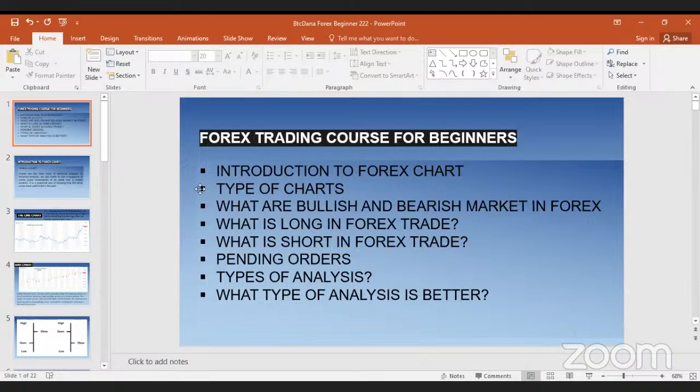Today I'll be introducing you to the forex chart and the types of charts that we have. We have the bullish and the bearish market. I'm sure you've heard about the bullish and the bearish market, so I'm going to give you an insight into what it means. When a trader says I want to go long in forex trading, what does it mean? When they say I want to go short, what does it mean? Then we have the pending order. I'll be showing you what all of these mean.